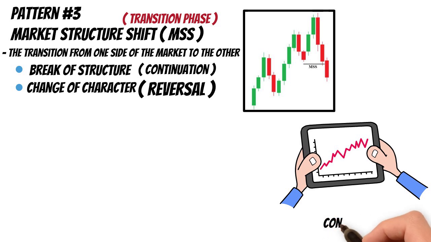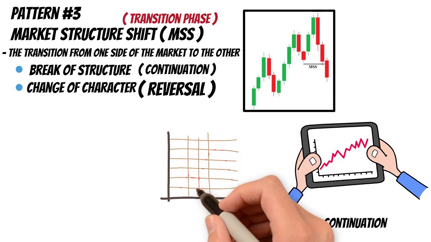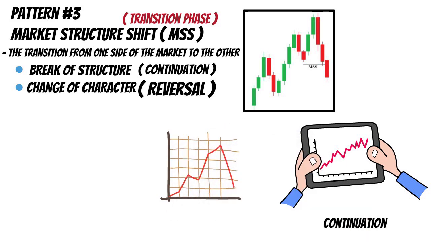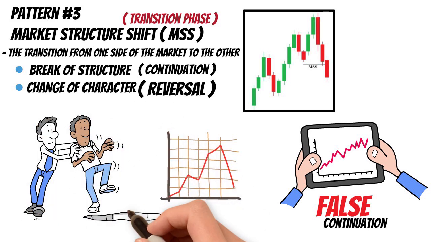Then you see a break of structure as price pushes above the last high. Normally this would suggest continuation, but instead of holding, price immediately rejects and drives back down, breaking not just the previous higher low but also sweeping liquidity before pushing further down. That sequence, a false continuation followed by a decisive break the other way, is the market structure shift.